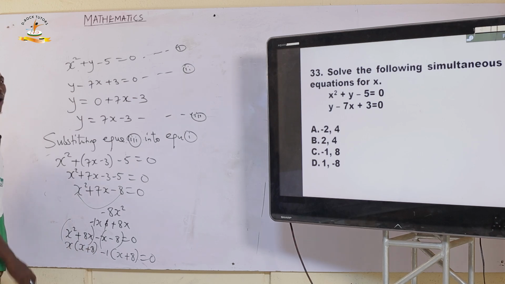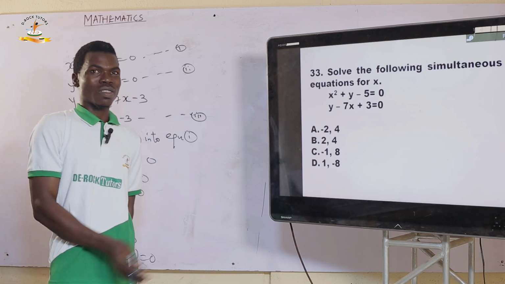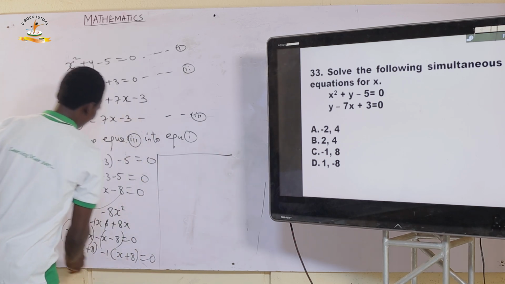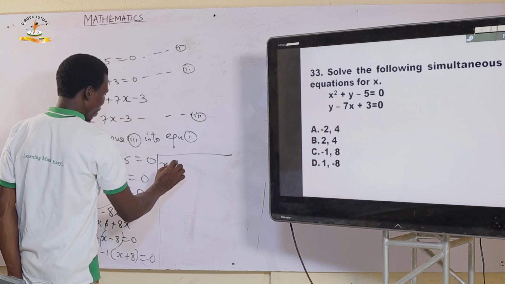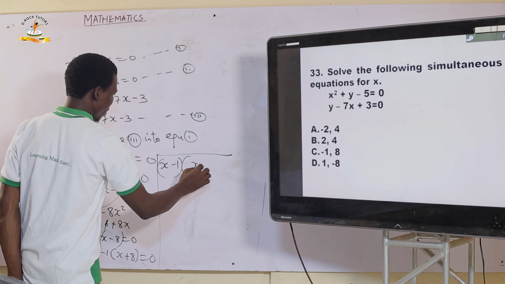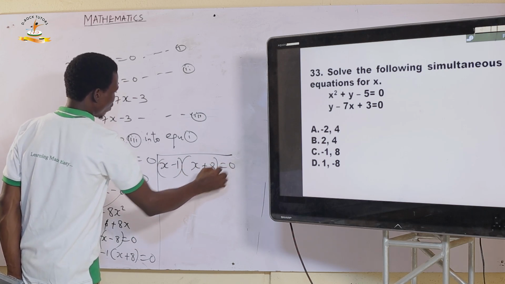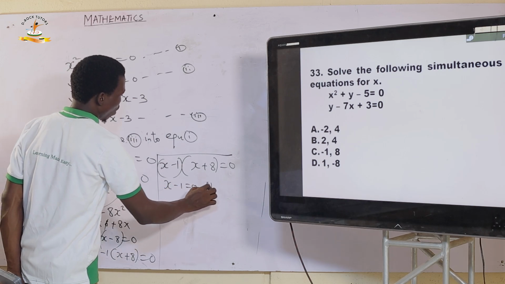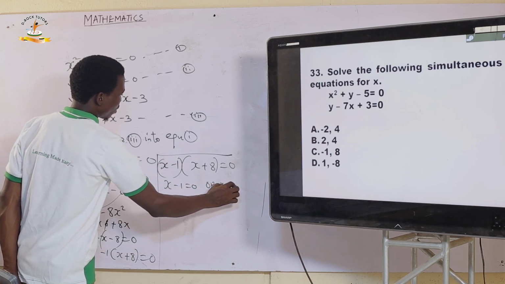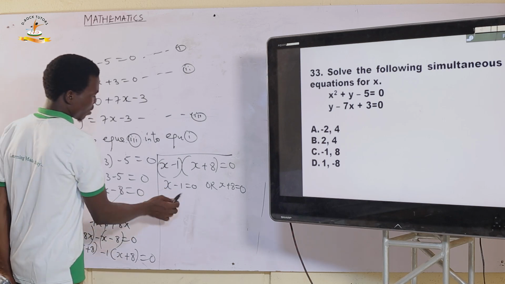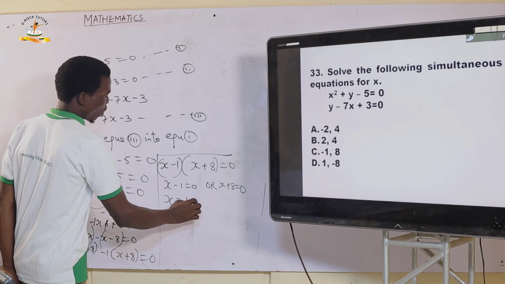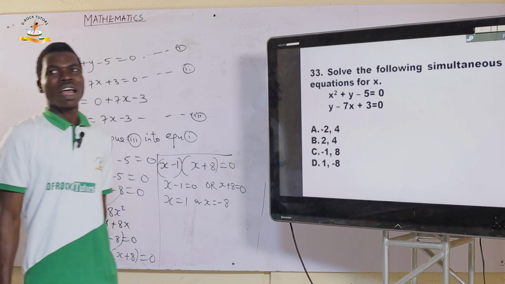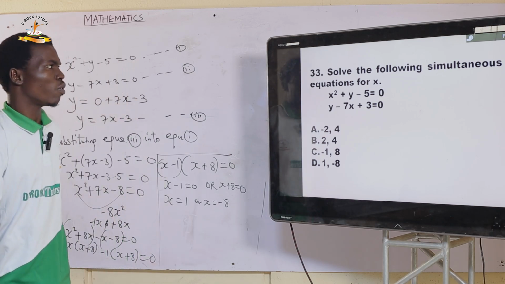The next thing is to bring out the two outside values together in one bracket and just pick one of the brackets. And in that case, we're going to have x minus 1 and x plus 8 equals 0. In this case, we are going to say x minus 1 equals 0 or x plus 8 equals 0. And if this is the statement, then x can be 1 or x can be minus 8. This is just x and not y.